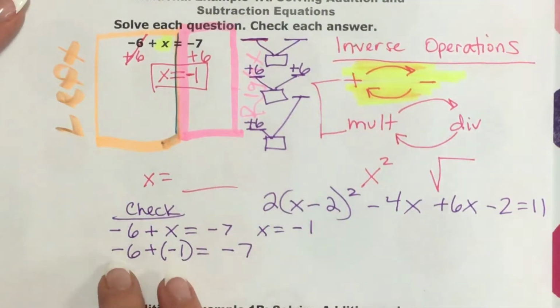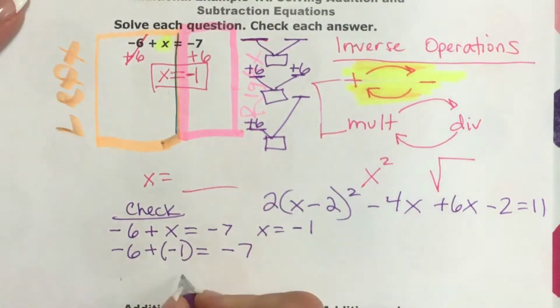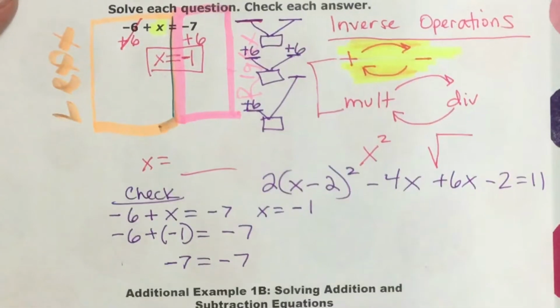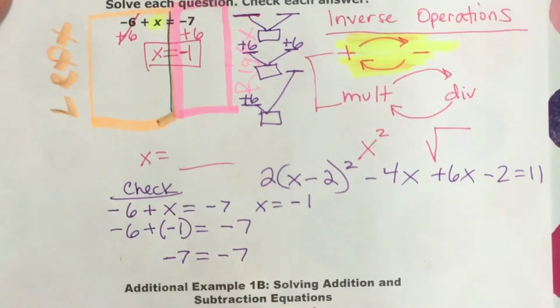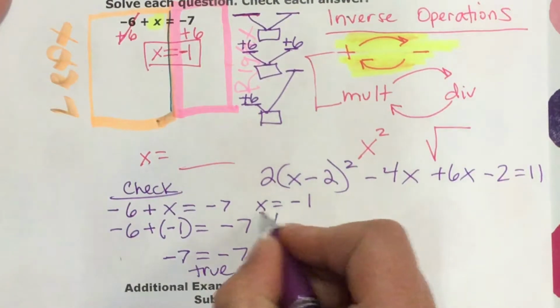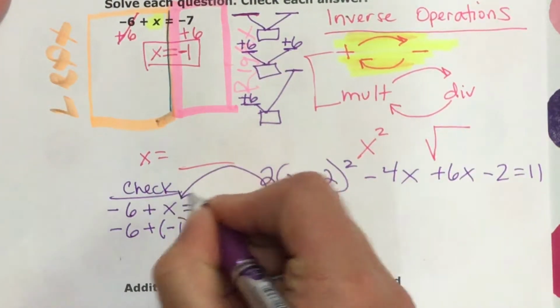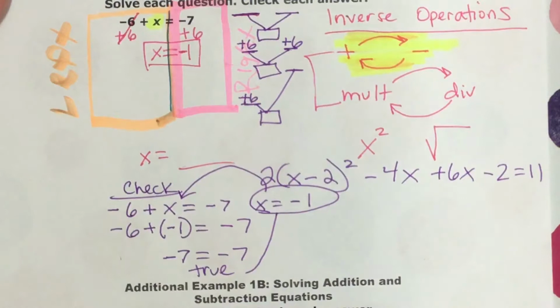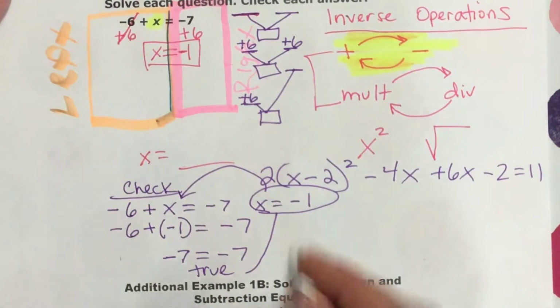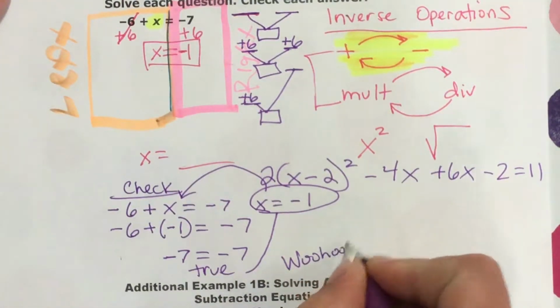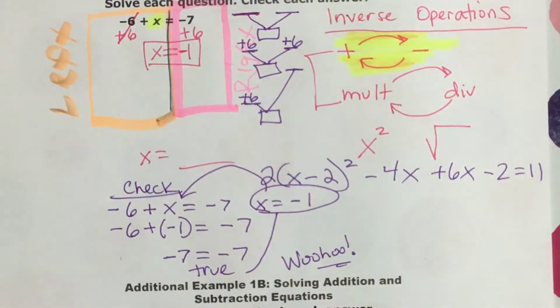And then I'm just going to do this, negative 6 plus a negative 1. This is negative, this is negative. Whenever you have two negative numbers, remember you just add the numbers. 6 plus 1 is 7, and they're both negative, so our answer is going to be negative. So this is negative 7 equals negative 7. That is a true statement, which means the number that we stuck into this equation is the answer to that equation. So we did it correctly. I'm going to give us a woohoo, just because I feel it's needed. Okay, on to 1B.